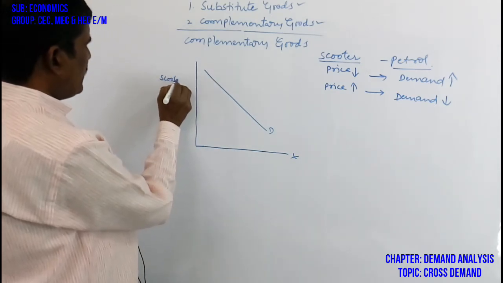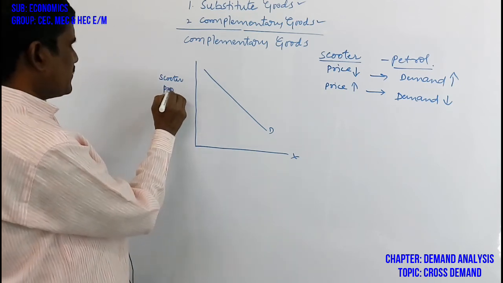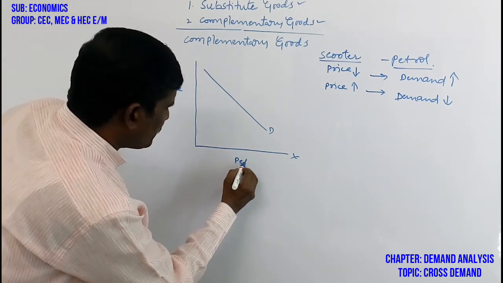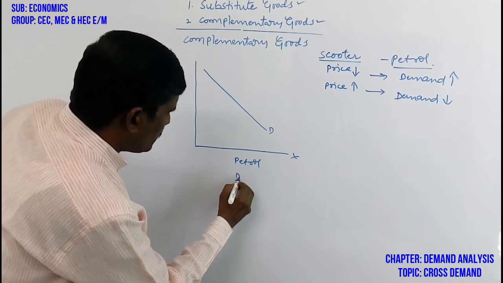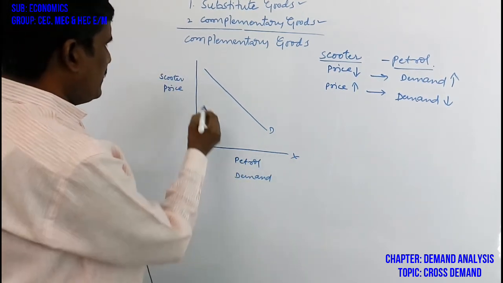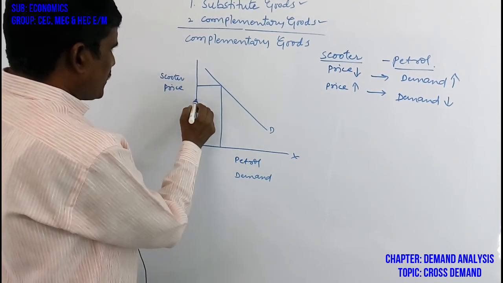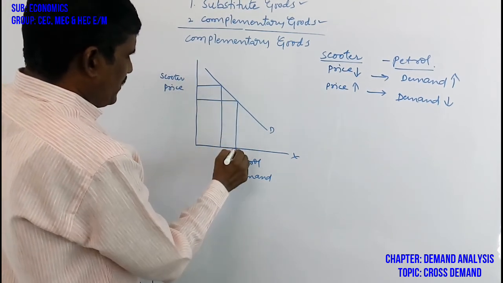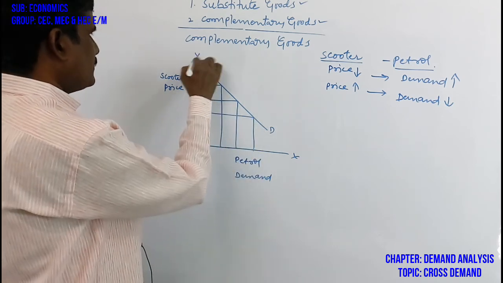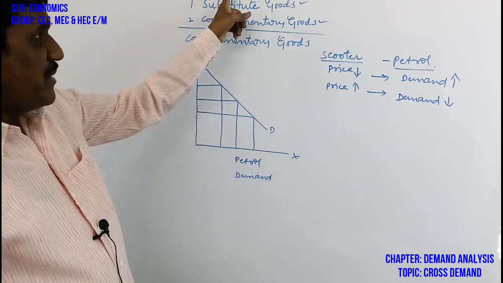Scooter, or you take A good, B good: scooter price and petrol demand. Okay, simple. So this is price. When the scooter price decreases, the demand for petrol increases. So this is the process. Okay, so this is the cross demand.